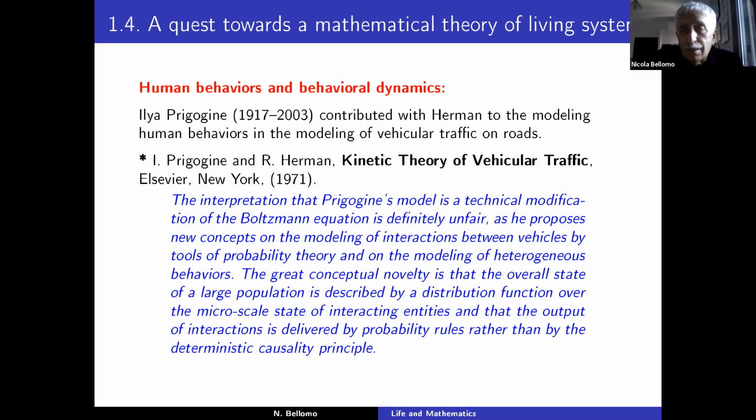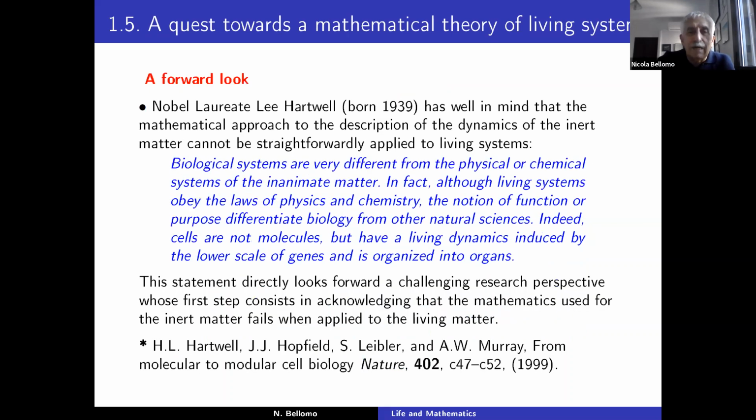Prigogine, another Nobel laureate, had the idea to use methods of statistical physics to model something very concrete, very precise, the vehicular traffic. And well, it cannot be just statistical physics. Something else has to be done, because statistical physics is for particles, for molecules, and definitely entities of the inert matter.